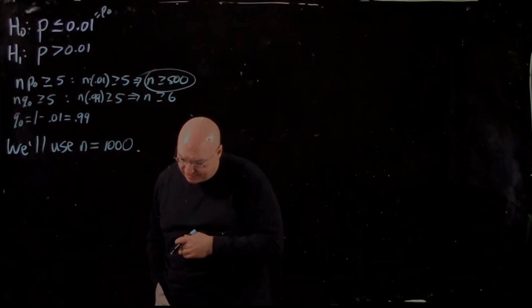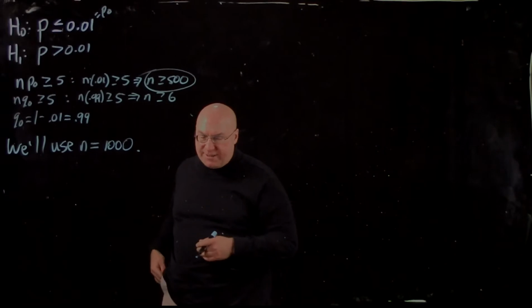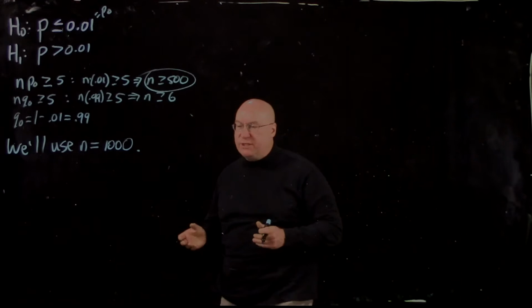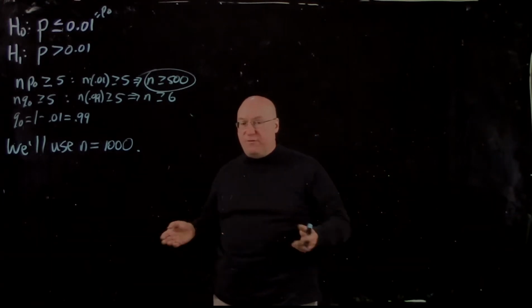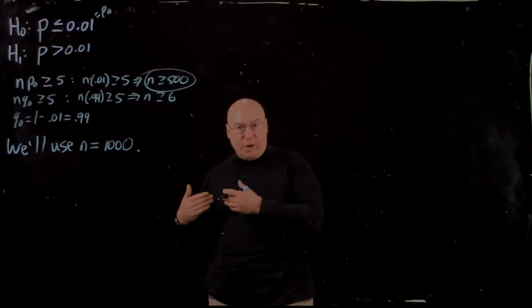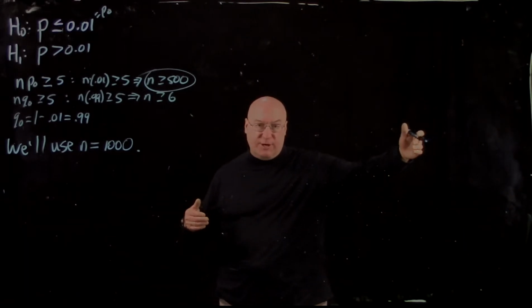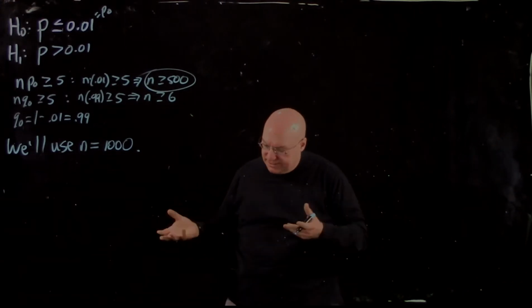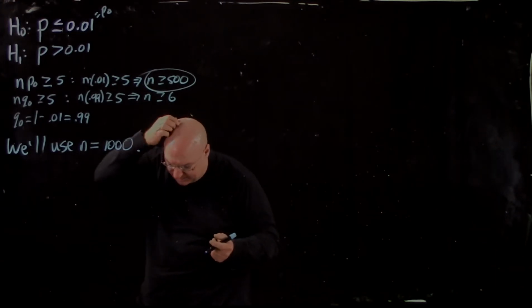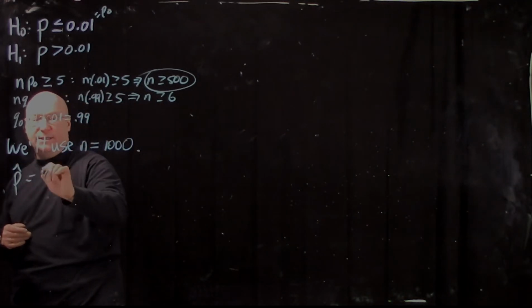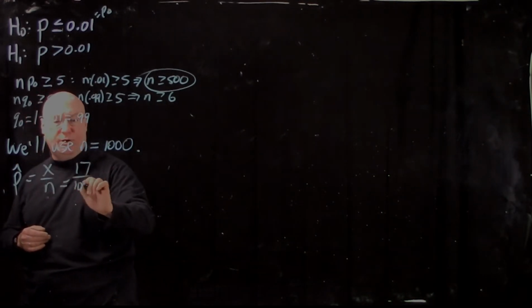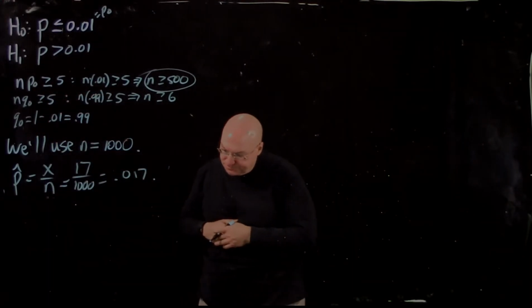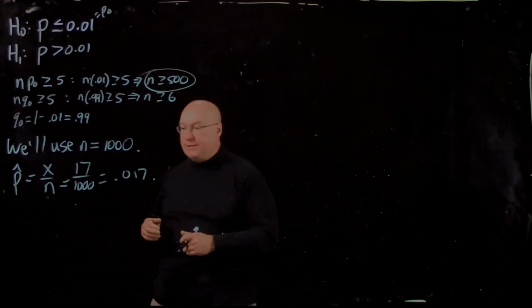In testing our 1,000 motherboards, we find that x equals 17 of them are defective. What could that x value be? We could have no defectives, that's 0, all the way up to 1, 2, 3, 4, 5, up to all 1,000. So it could be any value between 0 and n. And here it's 17. So p hat is x over n, which is 17 over 1,000, so it's 0.017.